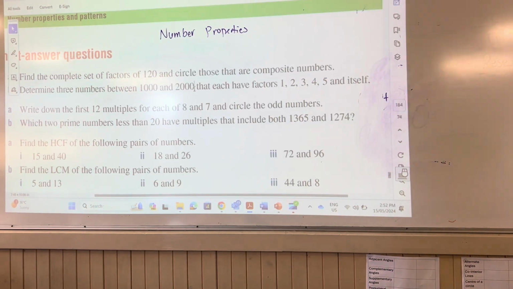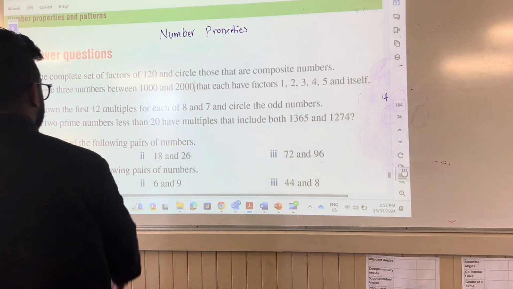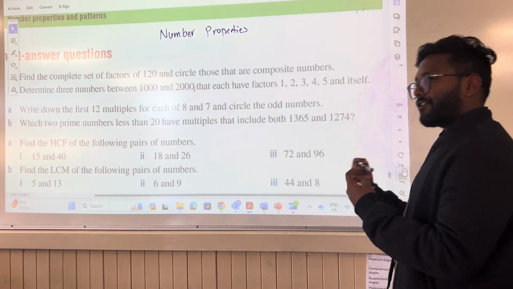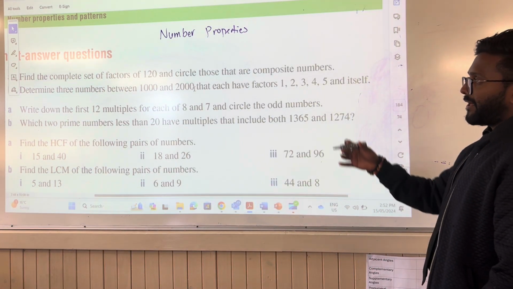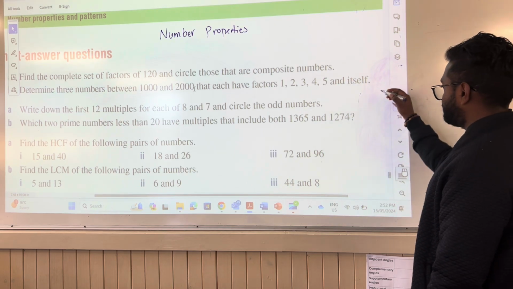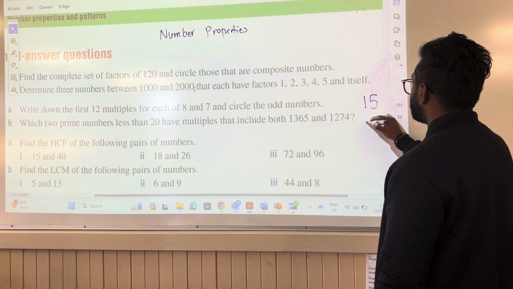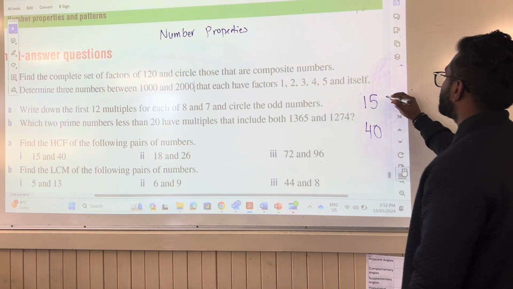Now we're going to be looking at the highest common factor for the following pairs of numbers. 15, 40. So again, refreshing your mind about the term factor. It's a number that can go into a particular number. So what are the factors for 15 and what are the factors for 40?